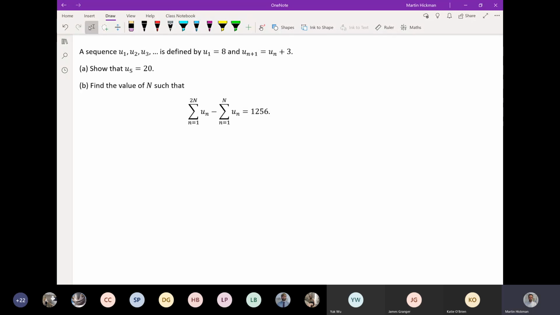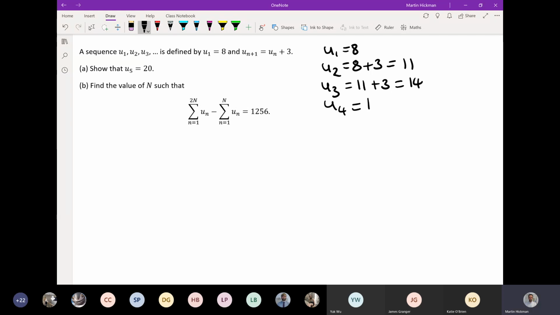Now, our first question for the past paper questions, we've got a sequence where u1 is 8 and un plus 1 equals un plus 3. So this is our recurrence relation. And we just need to show first off that u5 equals 20. Nice and simple, this one. If u1 is 8, to find u2, I just take the previous term, add 3 to it to get to 11, and just keep on taking the previous term, add 3 to it.